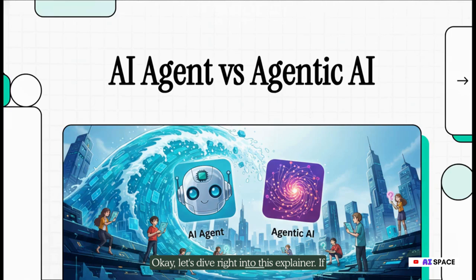Okay, let's dive right into this explainer. If you've been following the tech world over the last couple of years, you've absolutely seen these two terms popping up everywhere: AI agents and agentic AI. They kind of exploded in popularity, right? But honestly, it's shockingly hard to find a clear, simple definition of how they actually differ.